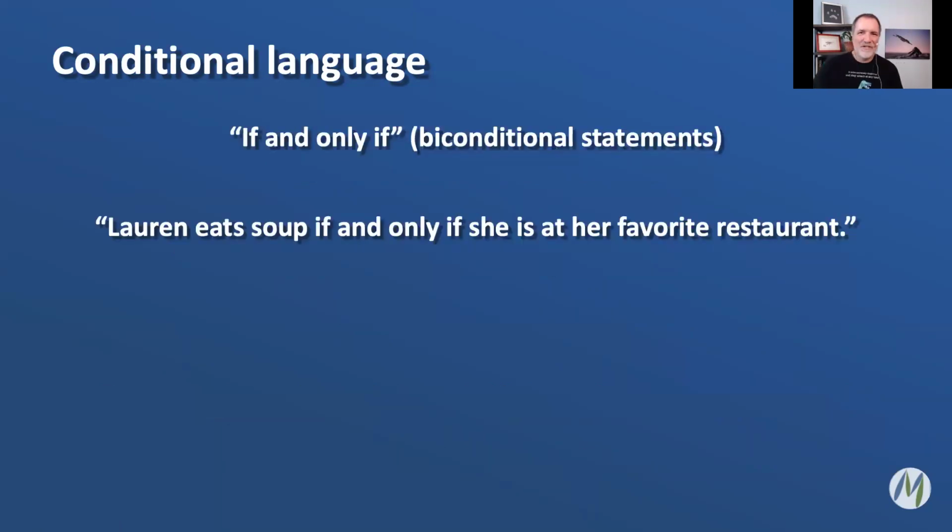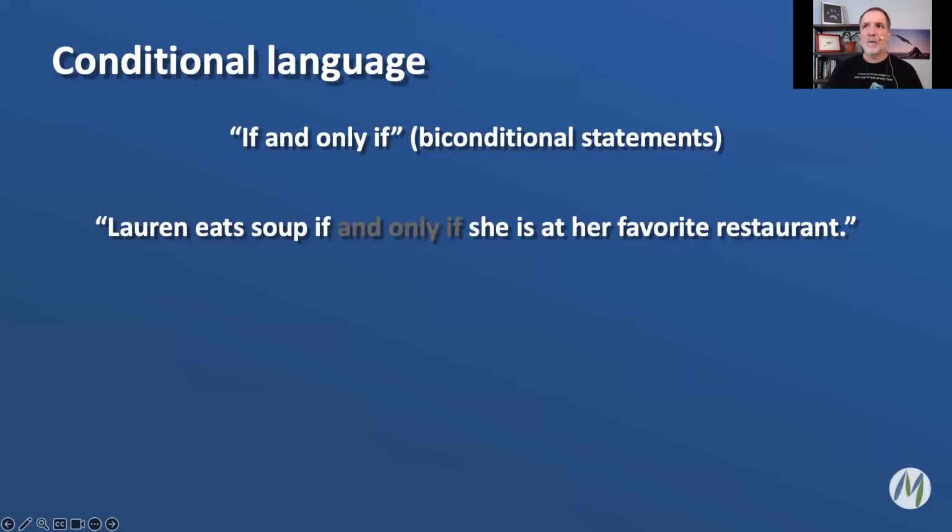We also have biconditional statements. Biconditionals are basically just both. So, Lauren eats soup if and only if she is at her favorite restaurant. A way to understand this is that we have those two conditional logic indicator words, right? If, and then we have an only if. We have the word if and then the phrase only if.